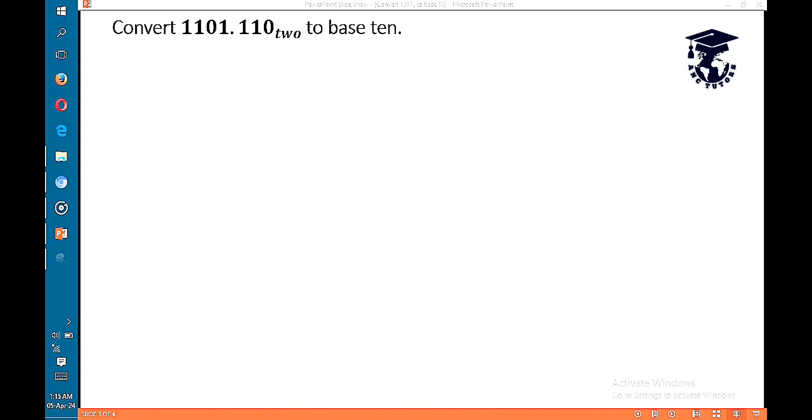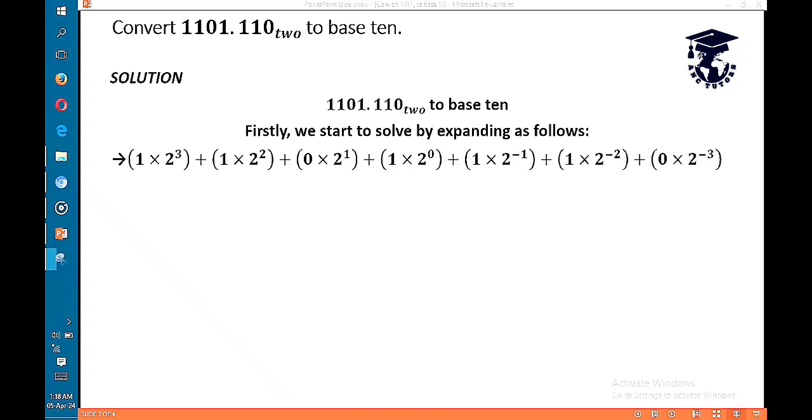Okay, so we go on to rewrite the question for better clarity, and then we start to solve by expanding as follows. One thing I would like to say here is that we should be very careful in our expansion, since this is a number that has a point. A binary number that has a point is called a decimal, just like a number in base 10 that has a point is called a decimal, but in base 2 this is also called a decimal.